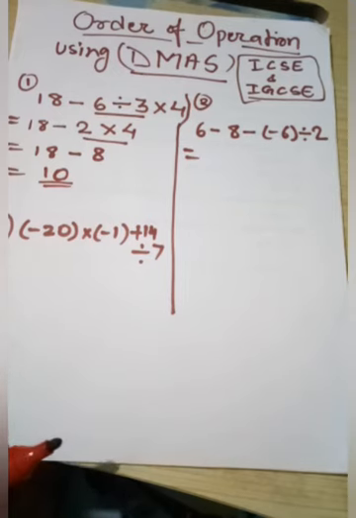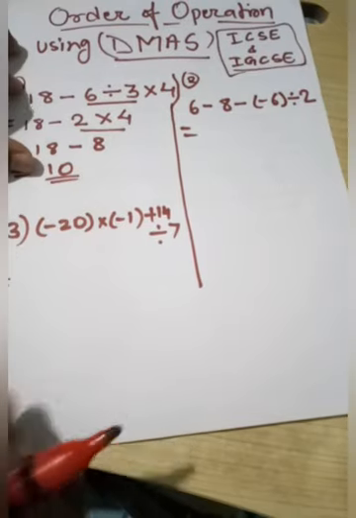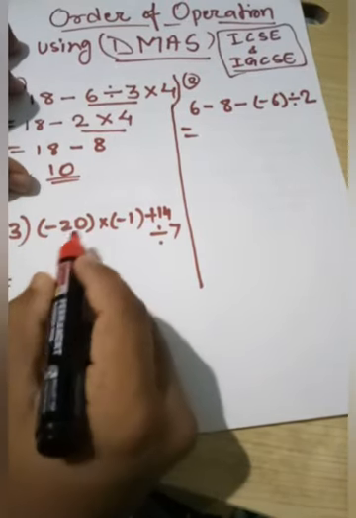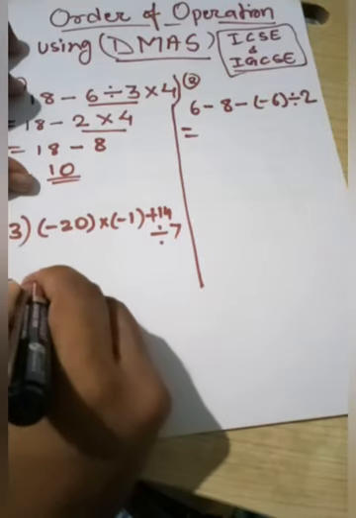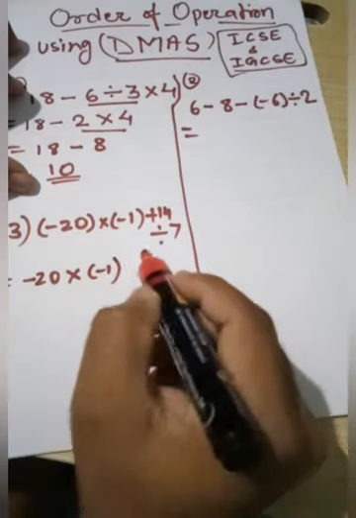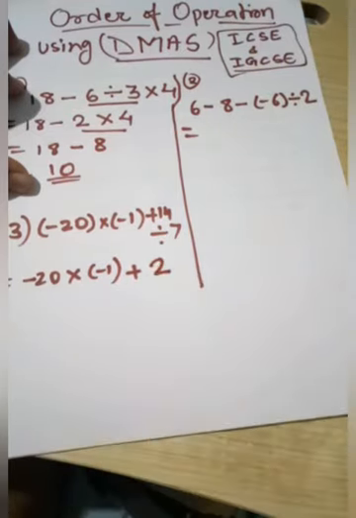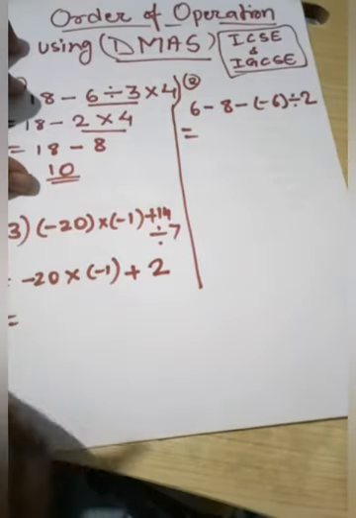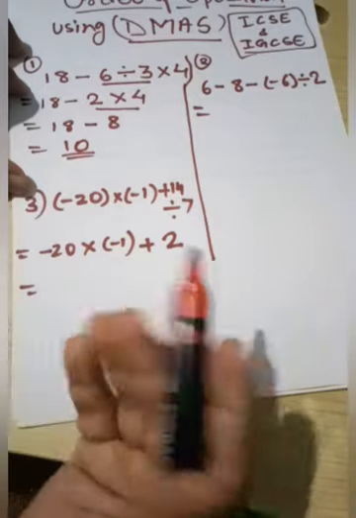Okay, I would like to solve one more sum for you, the third one. So check it out. Now here we have minus 20, minus 1, and so on. The division has to be done first. So it looks like this: minus 20 multiplied by minus 1, plus 14. Now 14 divided by 7, the answer is 2. Now we have multiplication. Multiplication has to be done before addition, as it comes before, so no problem.